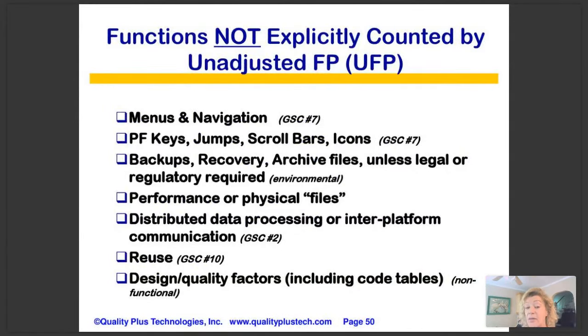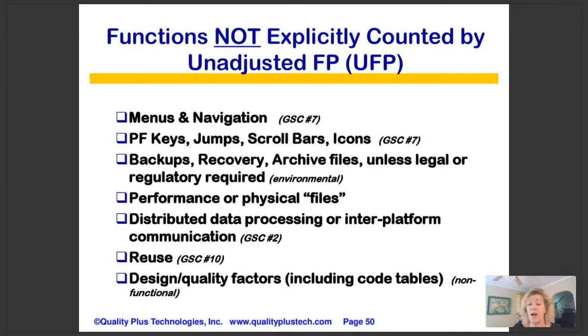Things that we don't count in the unadjusted function points. Menus and navigation. You need to know that is general system characteristic number 7, user friendliness. Menus and navigation, PF keys, jumps, scroll bars, anything that makes it easier to do things. Templates, icons, drop-down boxes, all of those things are end user friendliness. That's general system characteristic number 7.